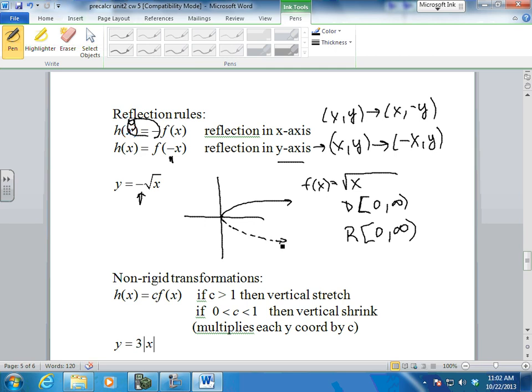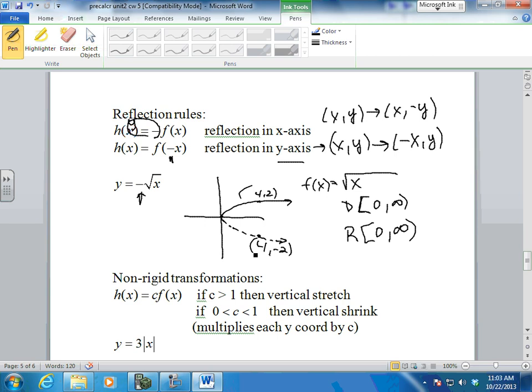This is outside, it's closer to the y. What it says is this: if I take an x of 4, and I take the square root of 4, what's the square root of 4? 2. So this point over here is (4, 2). If I take an x of 4, I take the square root, 2, and I negate it, I get (4, negative 2). See it? That's its reflection.